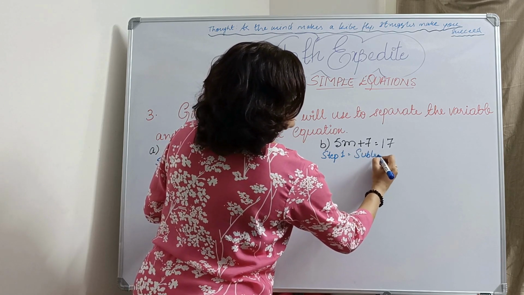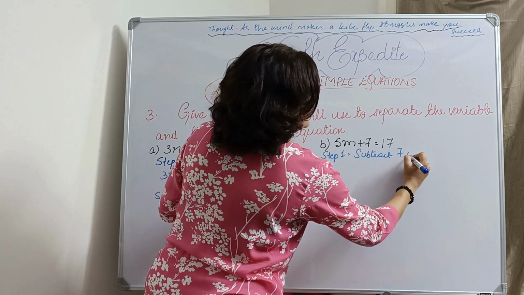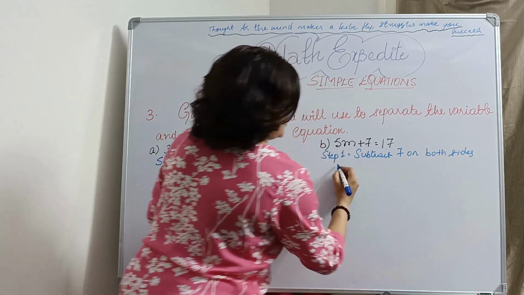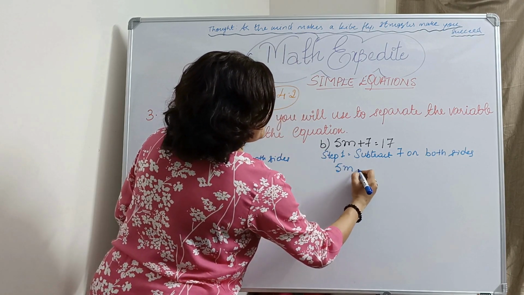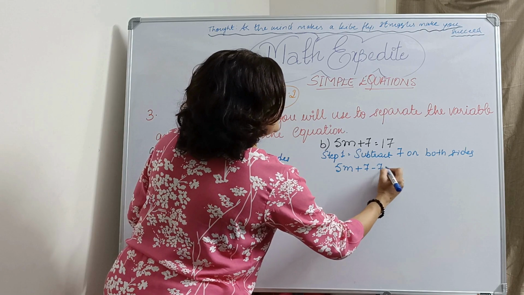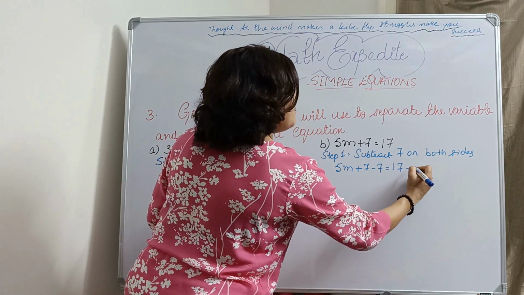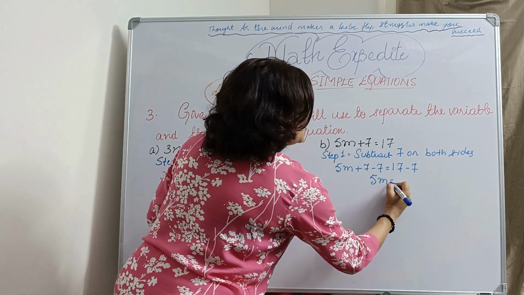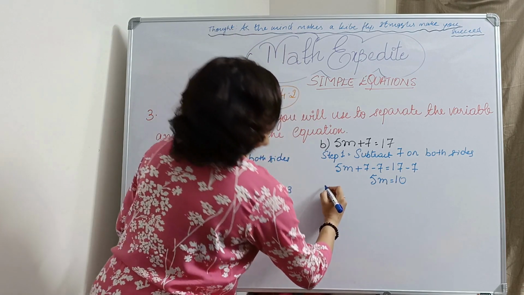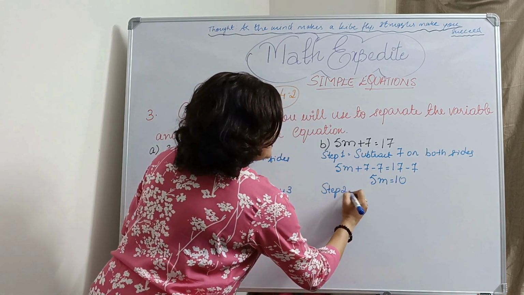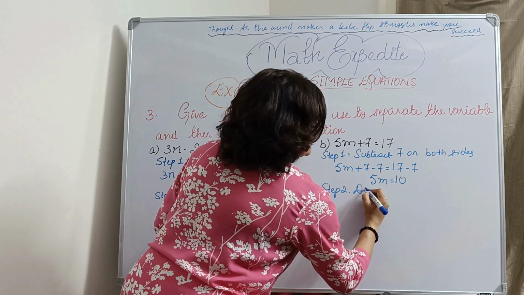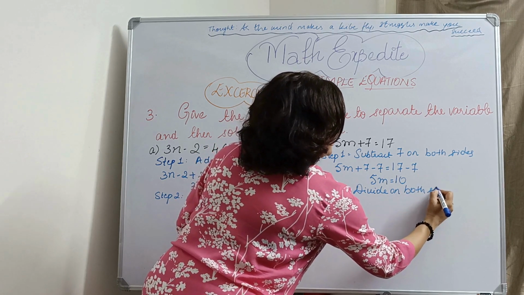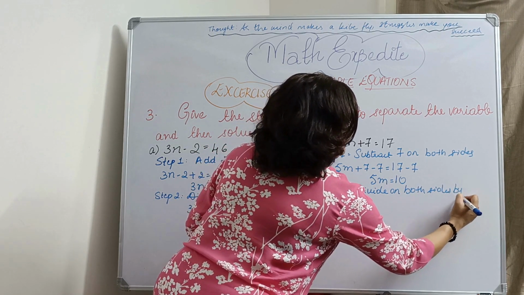Subtract 7 on both sides. 5m plus 7 minus 7 equals 17 minus 7. So what do I get here? 5m equals 10. Then what is the second step? Step 2, divide on both sides by 5.